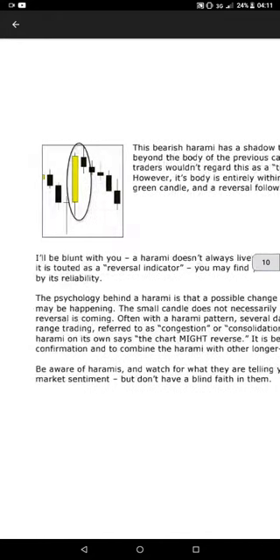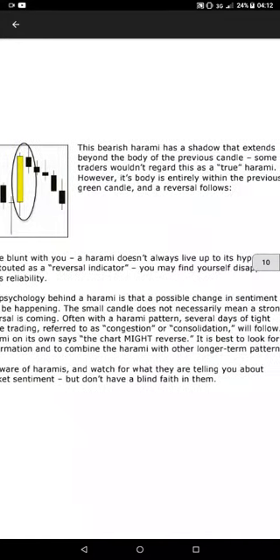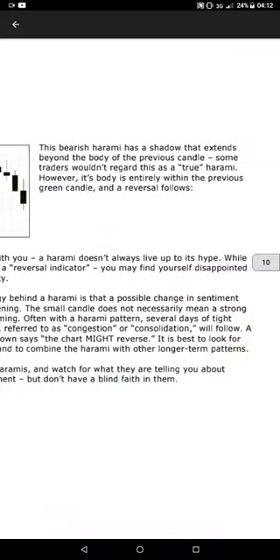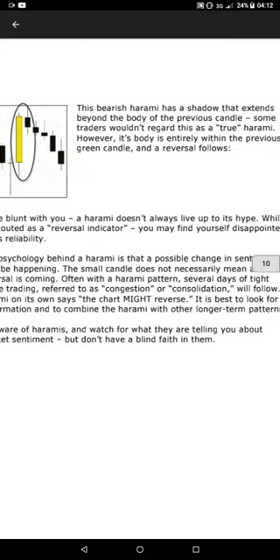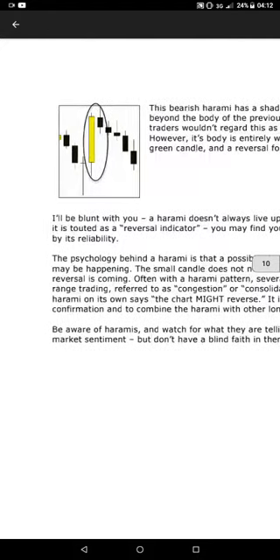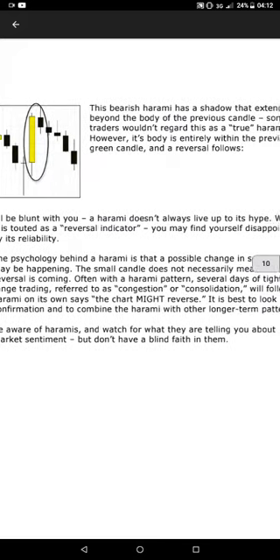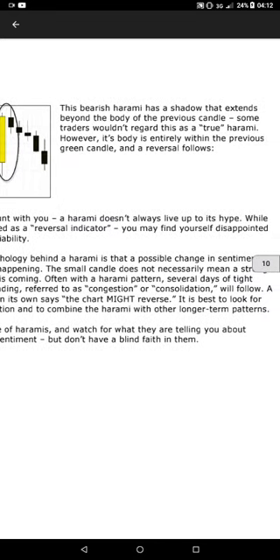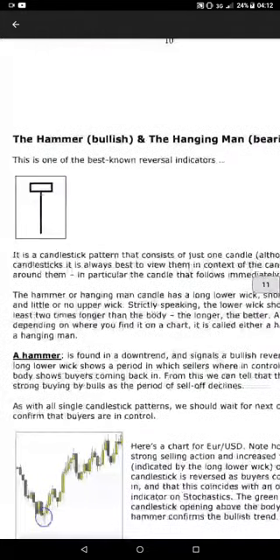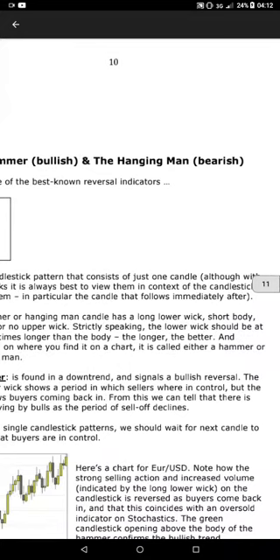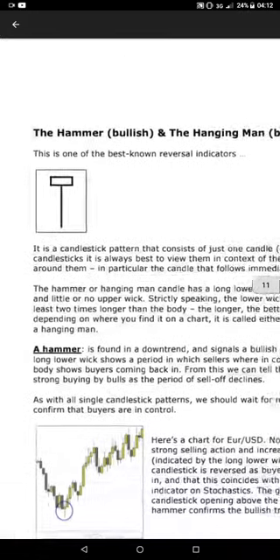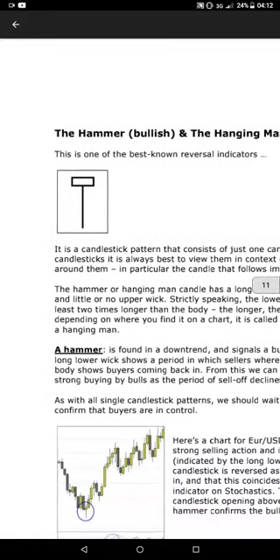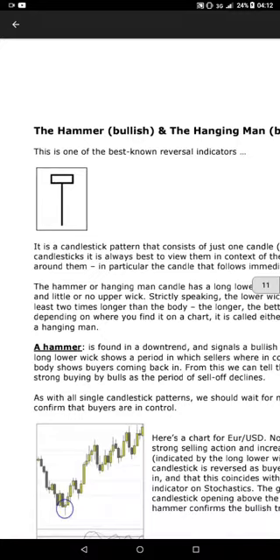It's best to look for confirmation and to combine the harami with other longer term patterns. Be aware of harami and watch for what they are telling you about market sentiment, but don't have blind faith in them, guys. The harami bullish and the hanging man bearish are not the same, guys. We have a bullish, we have a bearish.